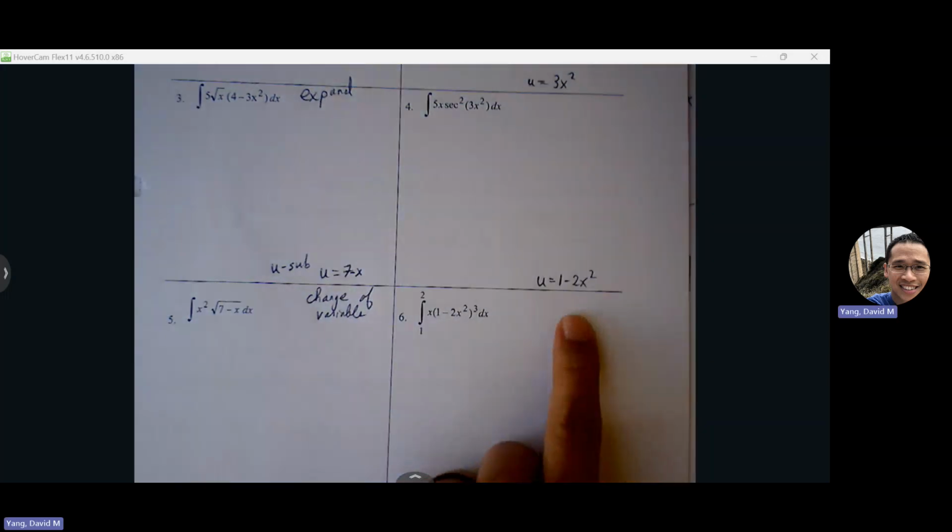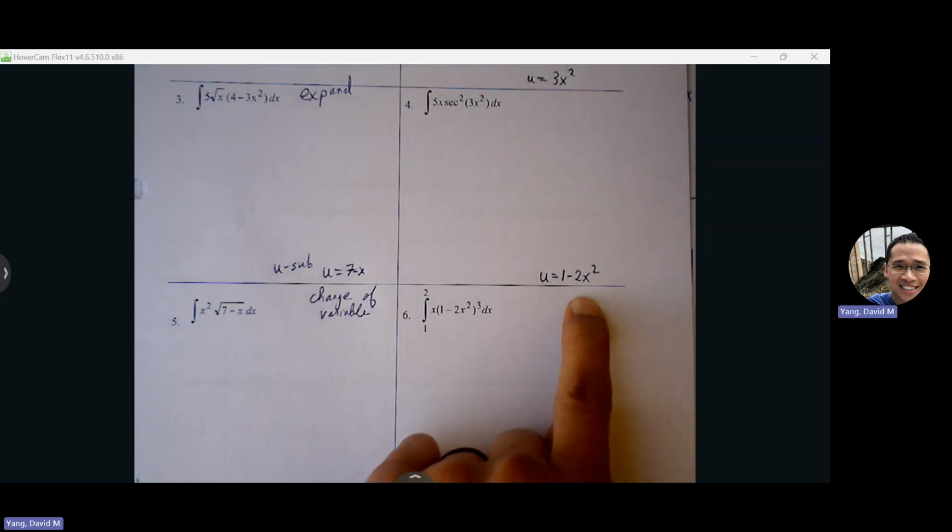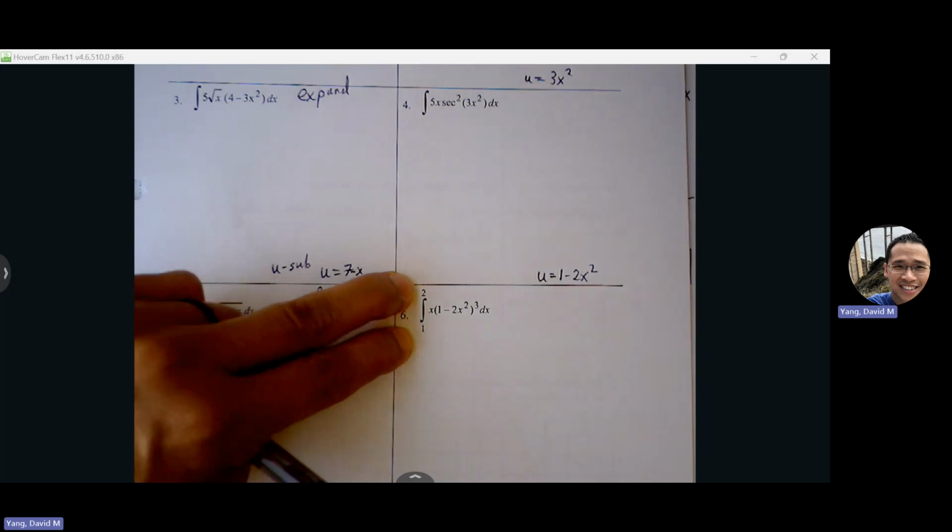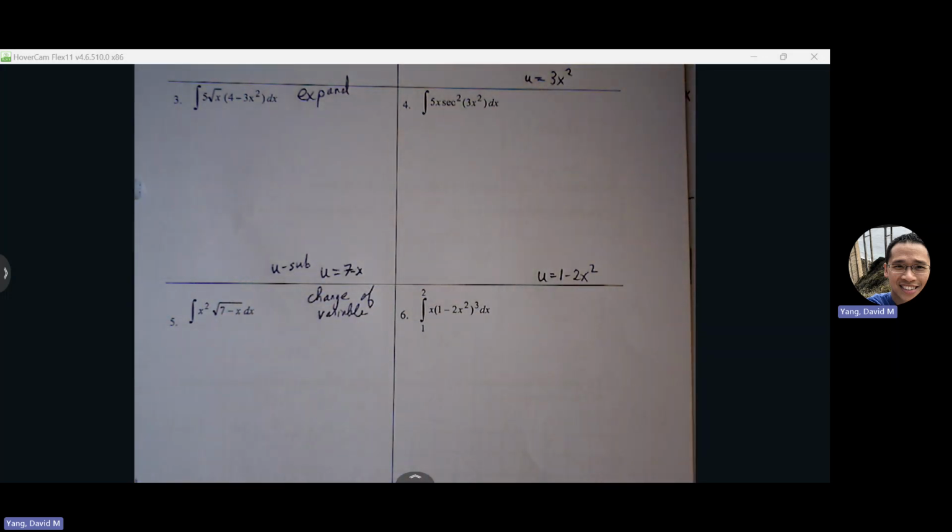Substitution, U value being 1 minus 2x squared. What's different here is that after you go through your substitution, you want to bring it back in terms of x, and then you can work in the bounds, right? The bounds is the last thing that you do.